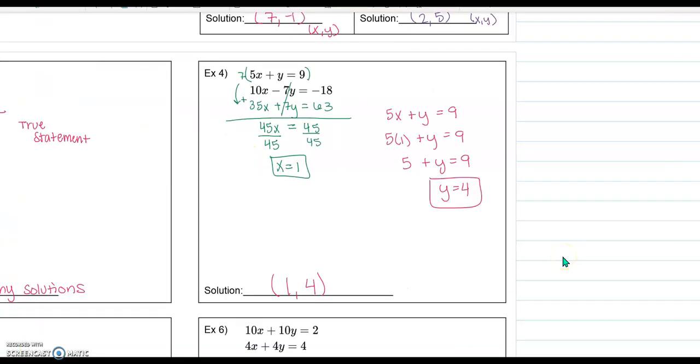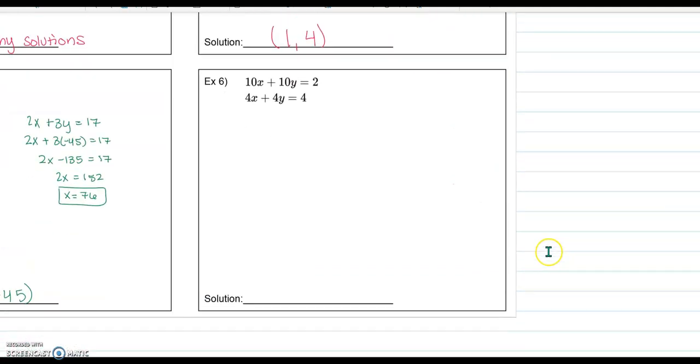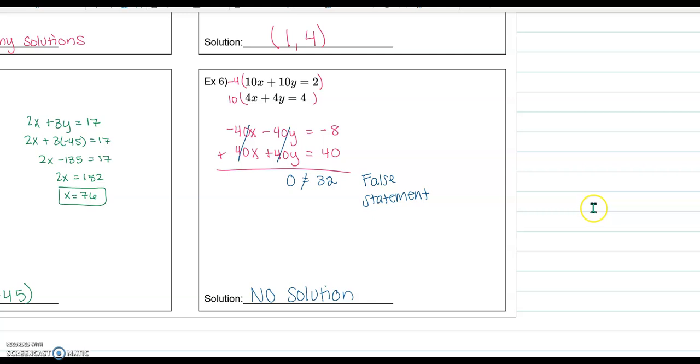All right, go ahead and check your solution. We should have gotten 1, 4. Again, you wanted opposites. Y was the easier choice, but you could have easily gotten opposite of x's and still gotten the same solution. So solution 1, 4. All right, try example 6 and see what you get for that solution. Go ahead and pause, and then when you unpause, you'll get the solution. All right, we should have gotten no solution because our x's and y's both cancel, leaving 0, but our right side did not cancel, so we got 0 equals 32, which is a false statement, therefore no solution.